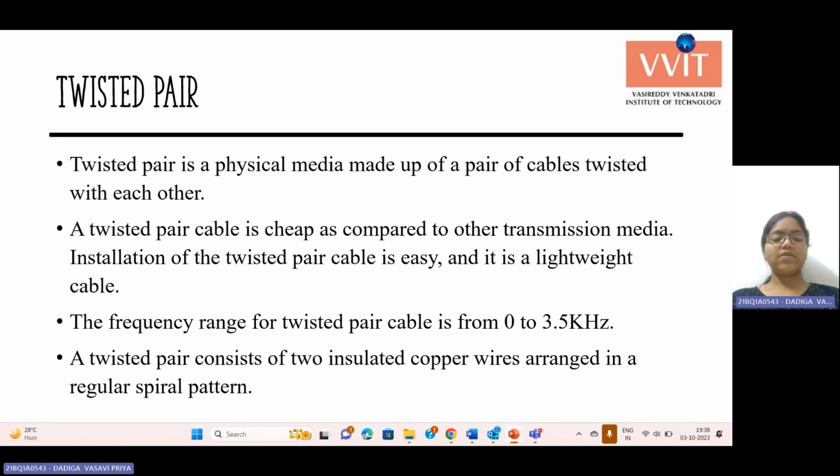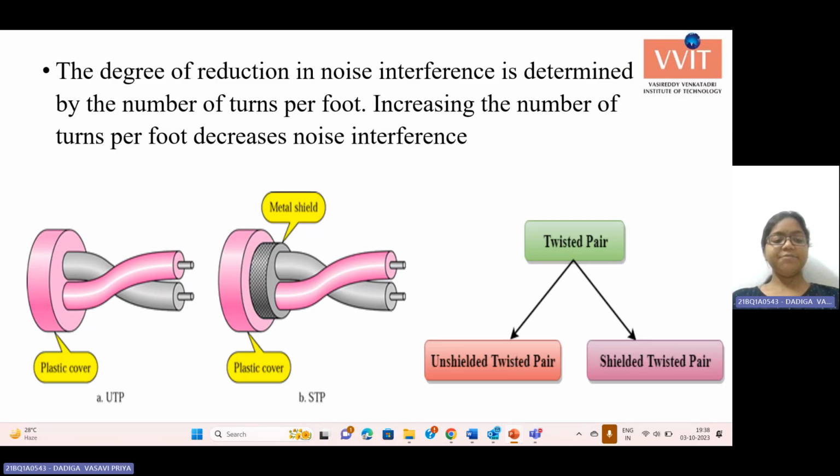A twisted pair consists of two insulated copper wires arranged in a regular spiral pattern. As you can see here in this picture, two wires are twisted together, so they are called twisted pairs. They are light in weight and also cheaper than all other guided media. Here, the degree of reduction in noise interference is determined by the number of turns per foot. Increasing the number of turns per foot decreases the noise interference. As you can see, the first figure shows UTP and the second figure shows STP. That means in STP, we have a metal shield which is not present in UTP.